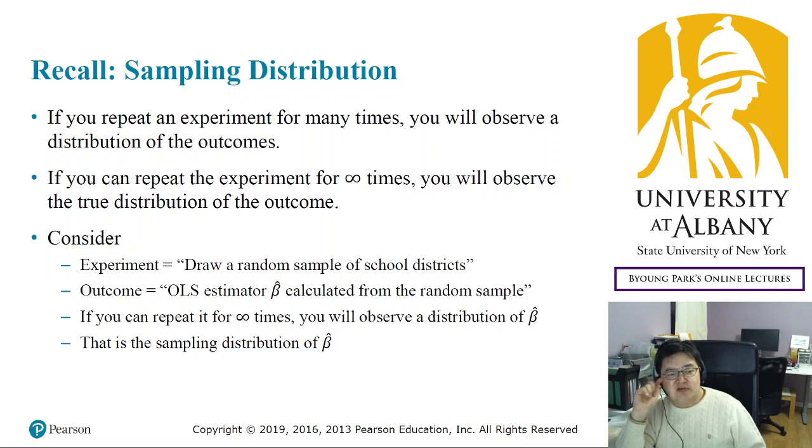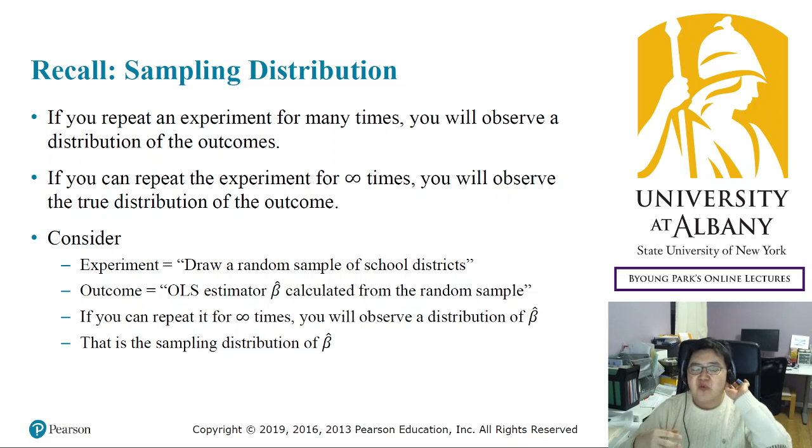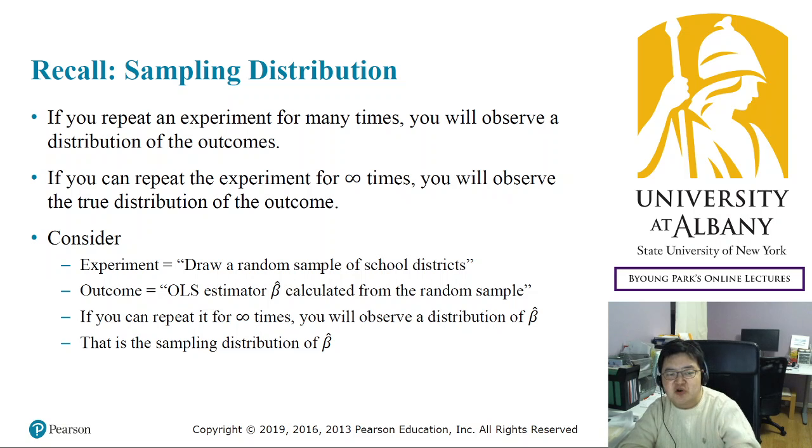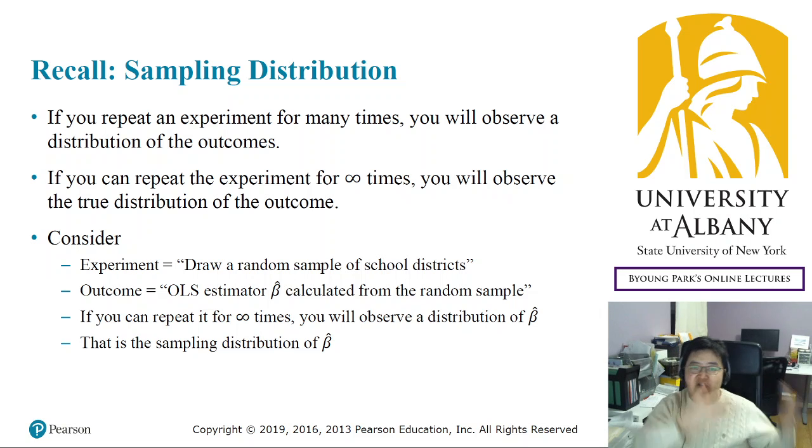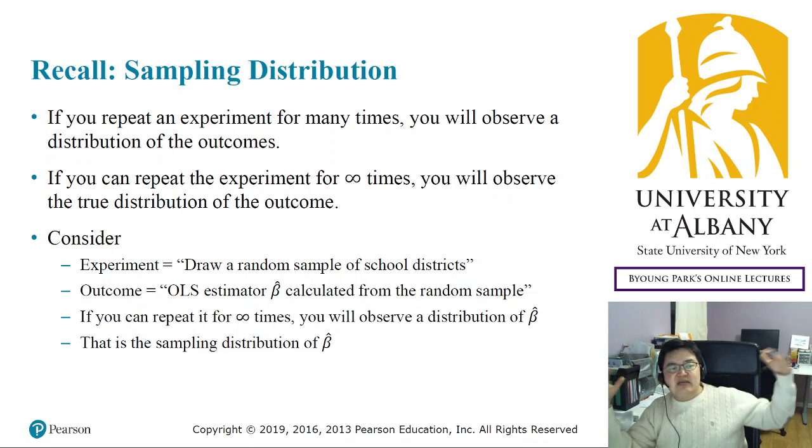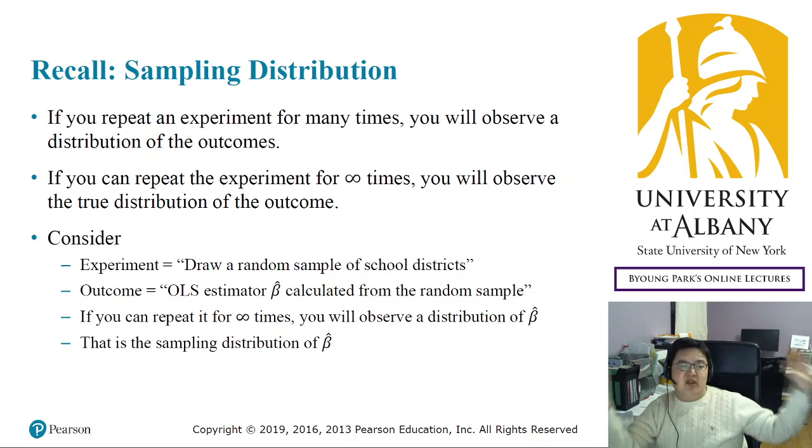Now, the difference here is that our experiment is a little bit different. The underlying original experiment is to draw one school district and observe the test score and student-teacher ratio. So one school district is drawn in one experiment, and you observe a pair of outcomes. That is the underlying original experiment, but we will change our framework and take one step back and see what's going on in a bigger picture.